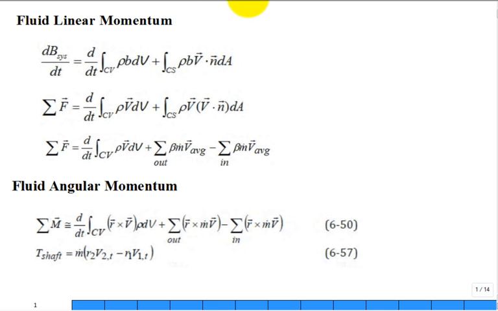So here are the equations that we've been using for the linear momentum, both as a surface integral as well as over the average over some inlets and outlet ports. Here is the angular momentum equation. It stems from the same basic equation. What is the starting equation? From the Reynolds transport theorem.